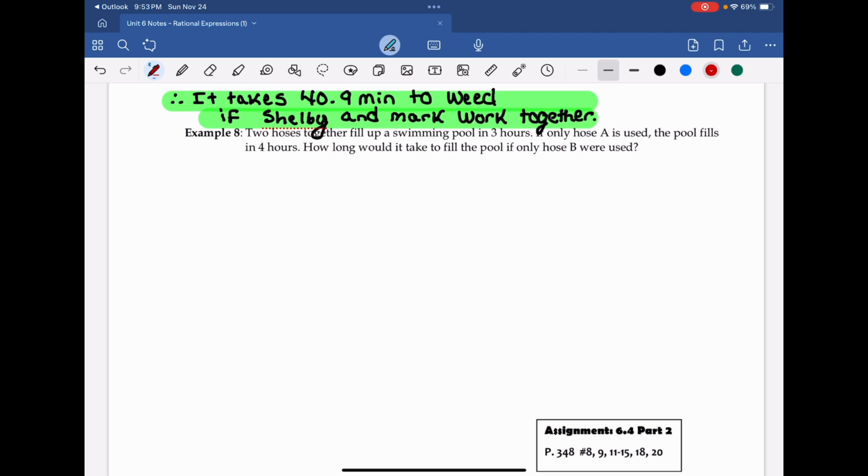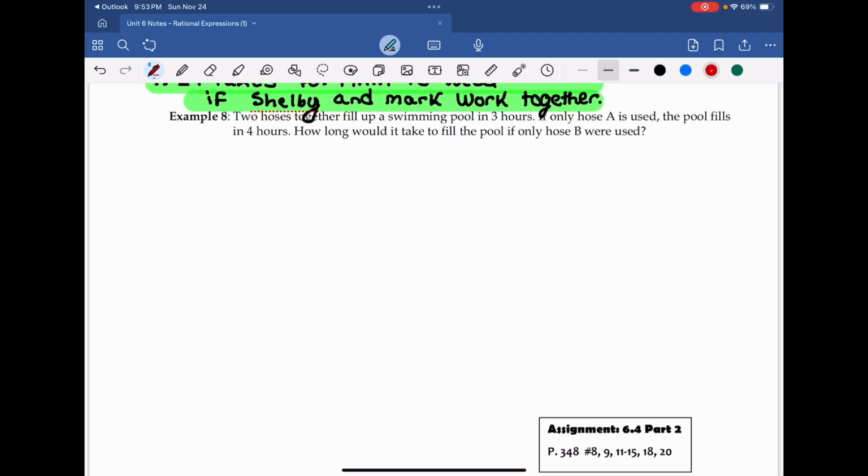All right, let's do one more example here. Two hoses fill up a swimming pool in 3 hours. It would be bad if horses were filling this up. Two hoses are filling up a pool together and they do it in 3 hours. If only hose A is used, the pool fills in 4 hours. How long would it take to fill the pool if only hose B were being used?